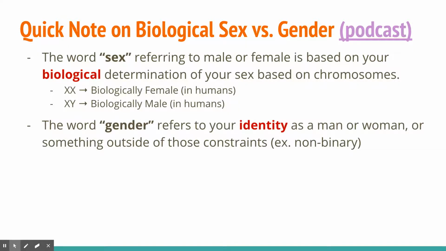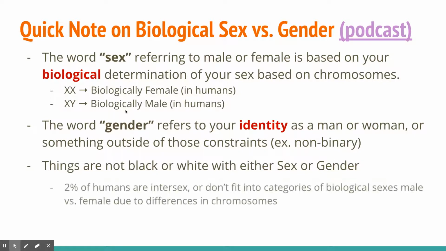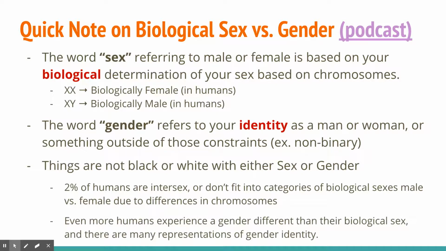And then the word gender refers to your identity as a man or a woman or something outside of those constraints. Non-binary. We know that people identify as so many different things nowadays, which there's no right or wrong answer for that, because things are not black and white with either sex or gender, because even biologically, sometimes things happen that get really, really confusing. 2% of humans are intersex or they don't fit into categories of biological sexes, male or female, due to the differences in chromosomes. Remember, genetic variation. Things happen. Even more humans experience a gender different than their biological sex, and there are many representations of gender identity. So, again, no real right or wrong answer for that.